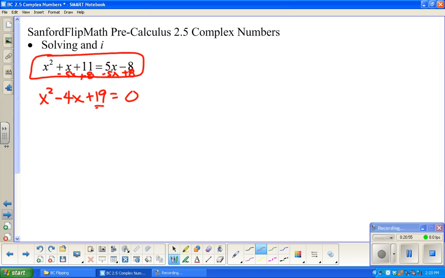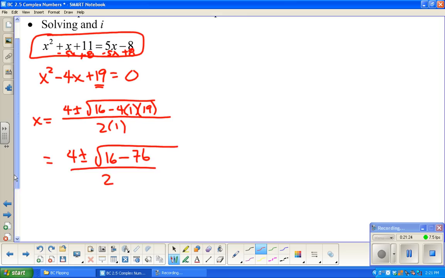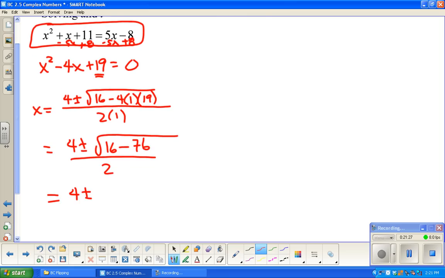This is not going to factor. Factors of 19 that add up to negative 4, yeah, that's just not going to happen. So I'm going to do quadratic formula. The opposite of negative 4, plus or minus the square root of negative 4 squared minus 4 times a times c. So 4 plus or minus, this is 16 minus, well, 4 times 19, 4 times 20 would be 80, so this is 76, divided by 2. 4 plus or minus the square root of negative 60 over 2.